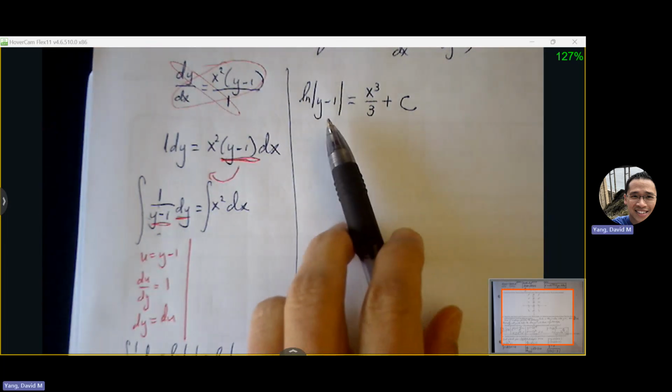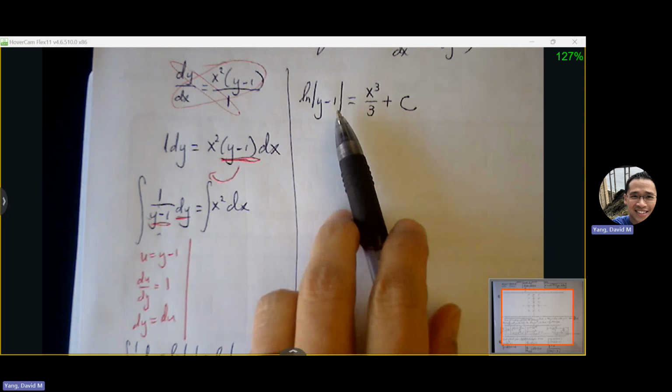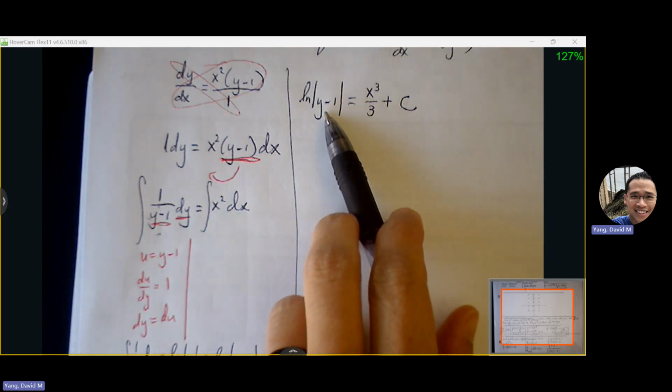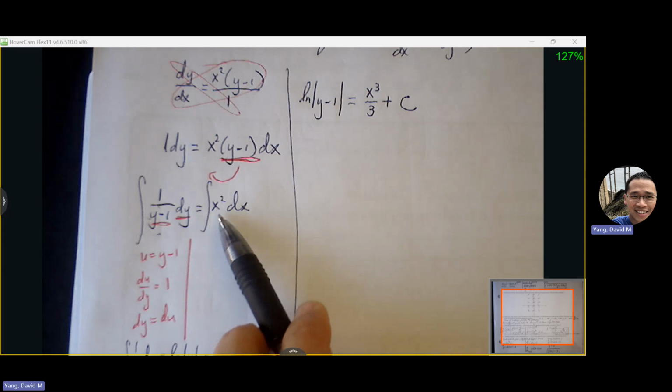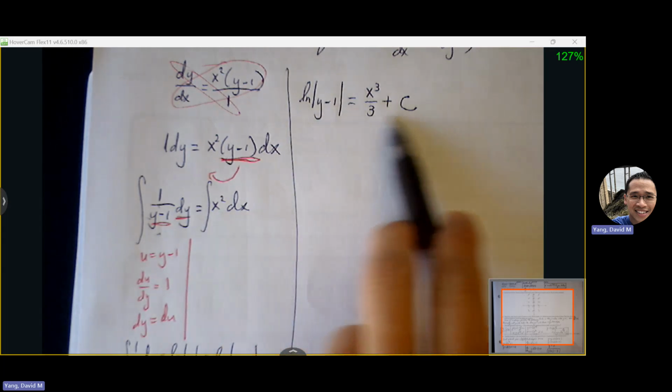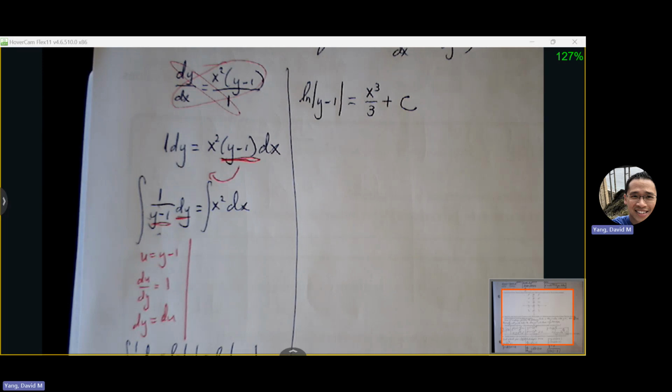So this is our antiderivative process. The integral of 1 over y - 1 becomes natural log of absolute value y - 1. The antiderivative of x squared is x cubed over 3 plus c. Okay, we're done with our calculus. Now we're just down to our final 2 steps, trying to solve for y and then trying to solve for c.